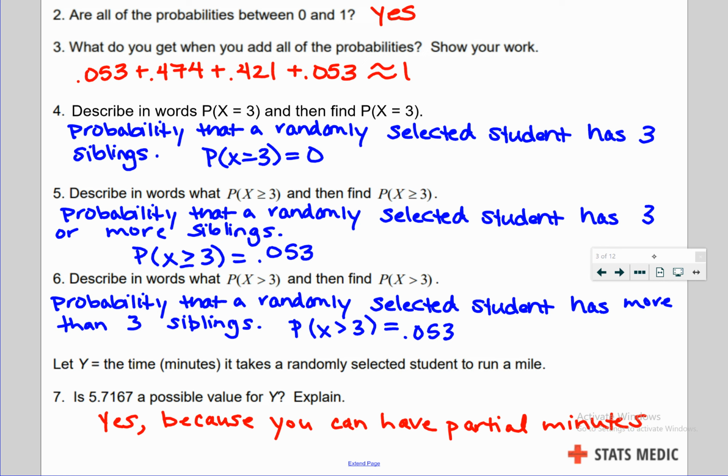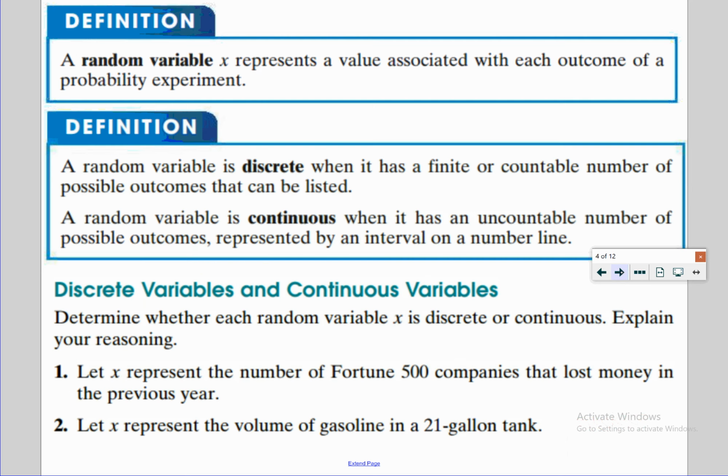Okay. The next couple of slides are not on your paper. It's not really anything you need to write down. We just kind of need to talk through a couple things. So first of all, x represents a random variable. We've seen that a lot in our problems before.